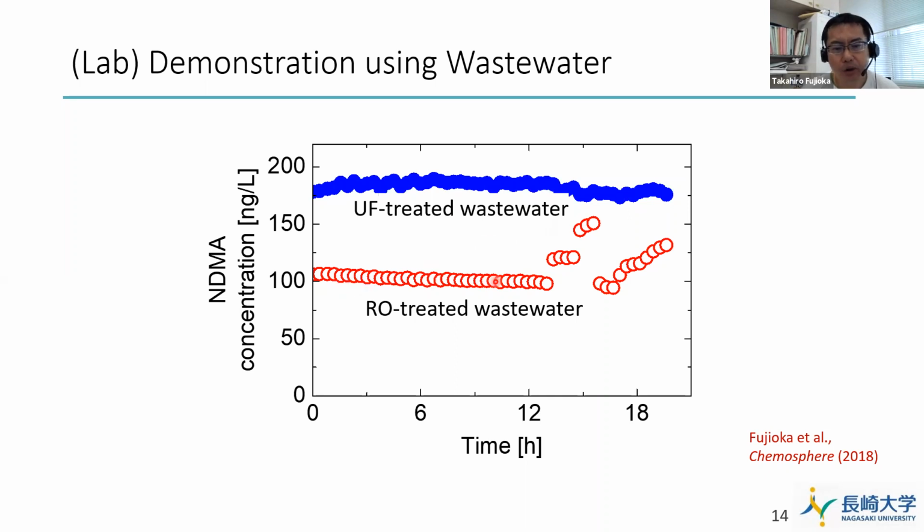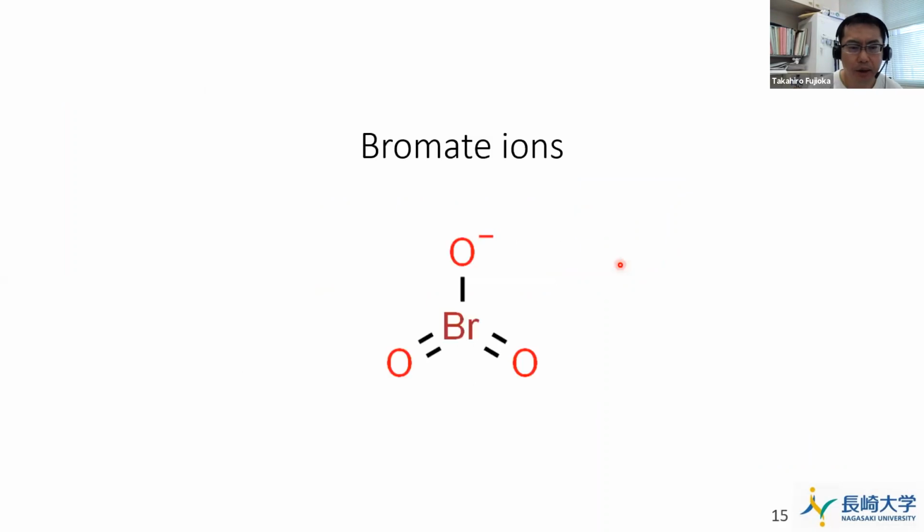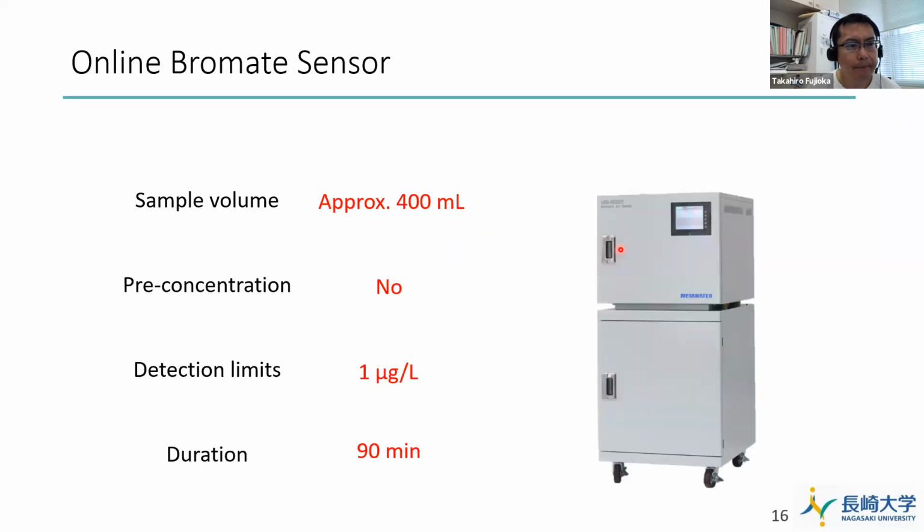We had an additional data set using RO treated wastewater. It's relatively clean, and we had a change in the operating conditions so that we have a change in the NDMA concentrations as well. But anyway, we succeeded in analyzing NDMA online. That's what we did. Let's move on to the bromate ions now.